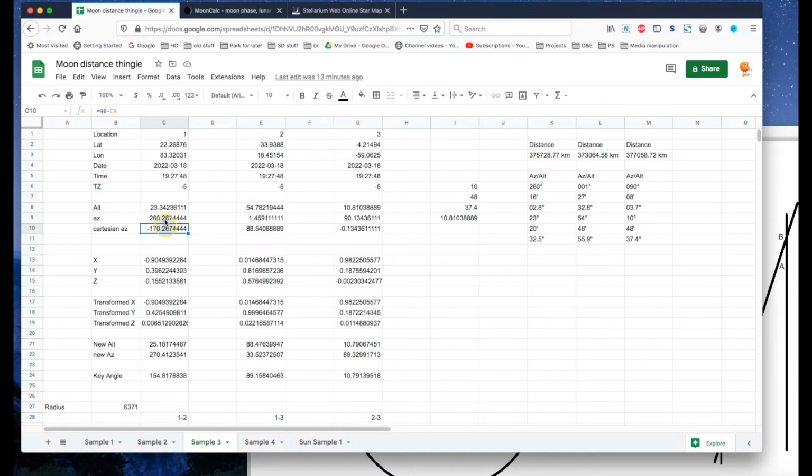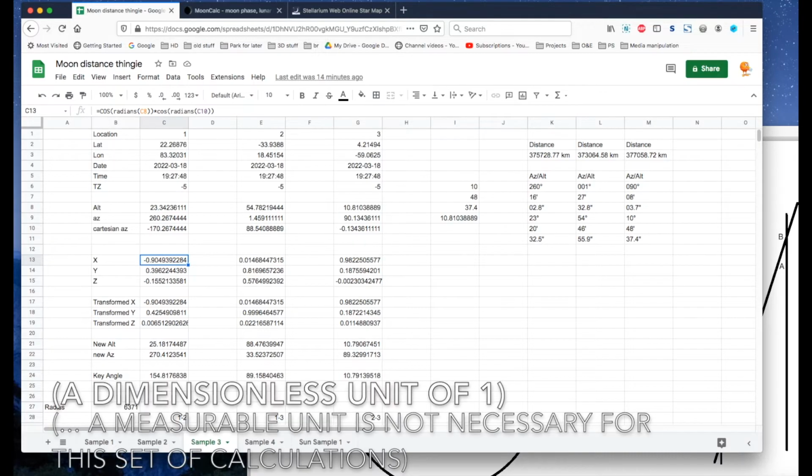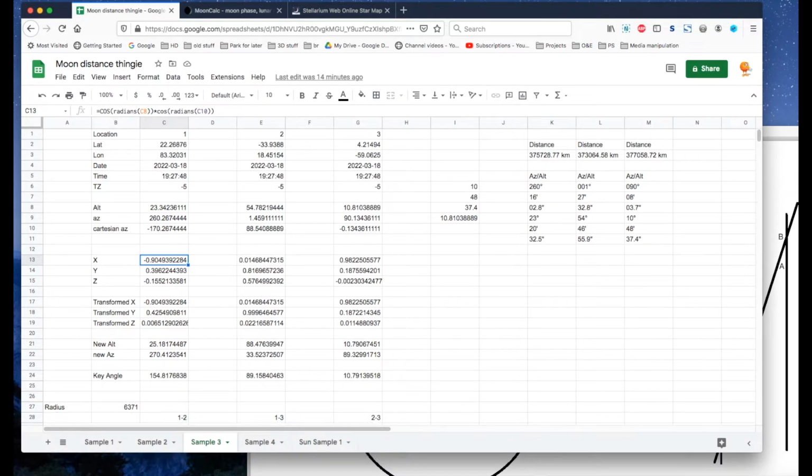I subtracted the azimuth from 90 degrees, and that gave me, in this case, an angle of minus 170 degrees, which is down over here in this direction. If the observer is the origin and the moon is on a shell around the observer with a radius of 1, I want to calculate that three-dimensional coordinate where the moon would happen to be. And so I just used sines and cosines like this in order to get an XYZ coordinate.